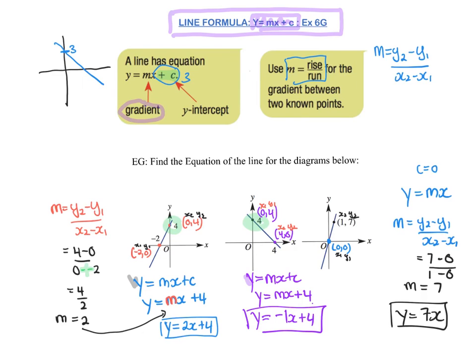So we can double check. This is a positive here, and this line is a positive as well. So it's going uphill. So we were correct.